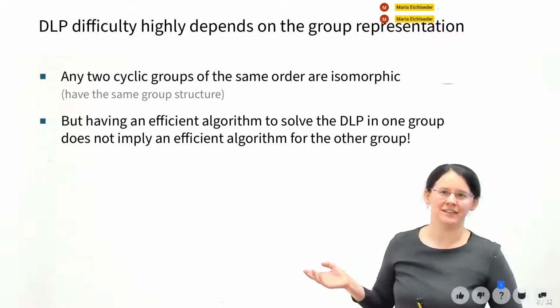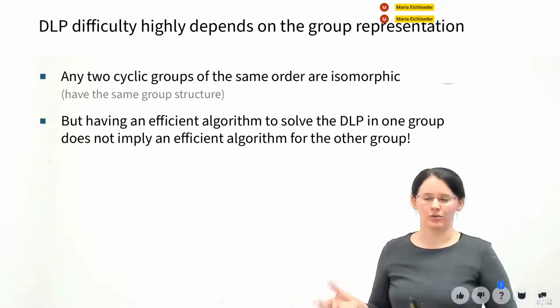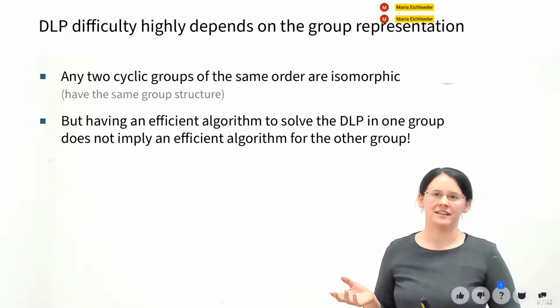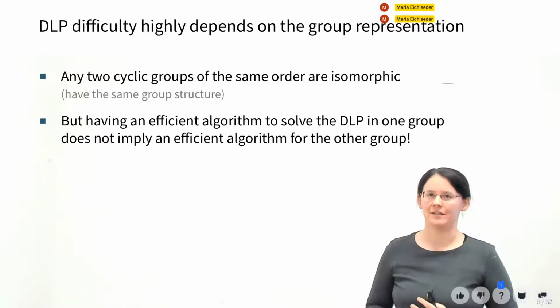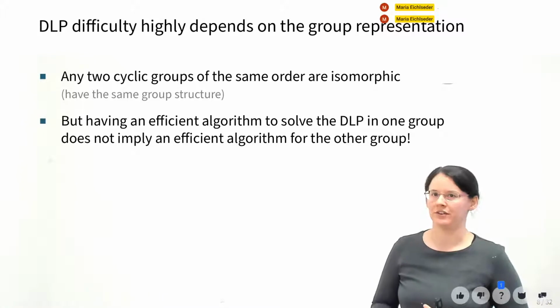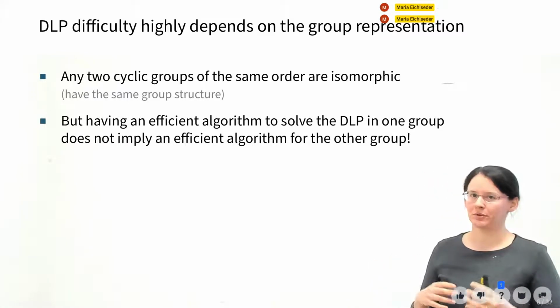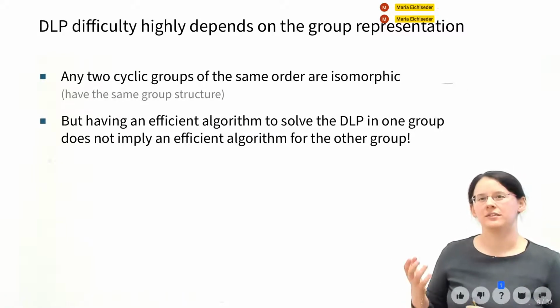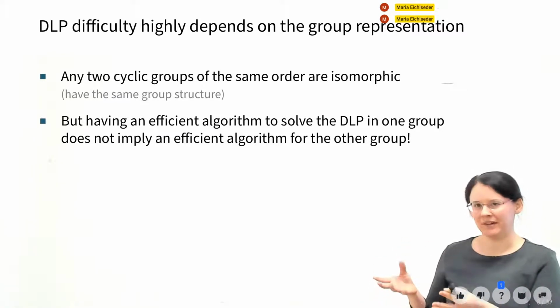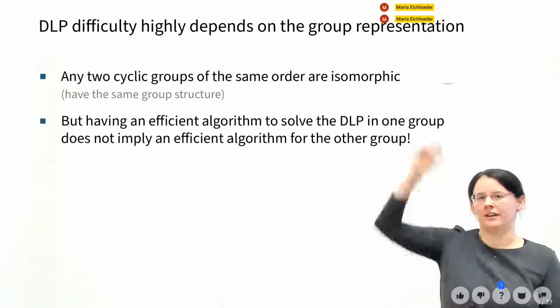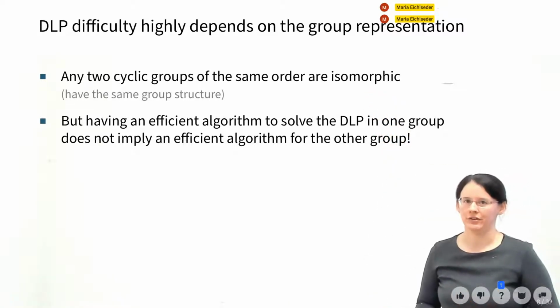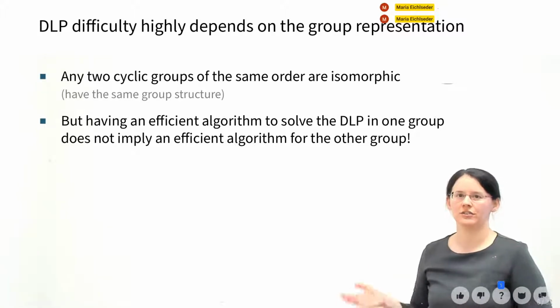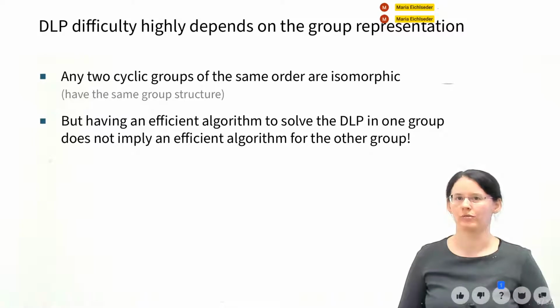And this is despite the fact that all groups of a certain size are in a sense fundamentally the same. They have an isomorphic group structure, meaning they have the same sort of subgroups, they have elements of the same orders and so on. So the structure, if you draw a picture of the group, is actually the same for any two groups of the same size. However, being able to solve the discrete logarithm in one of the groups does not translate to being able to solve the discrete log problem in all of the other groups.